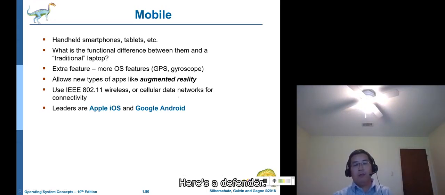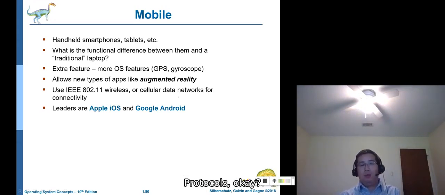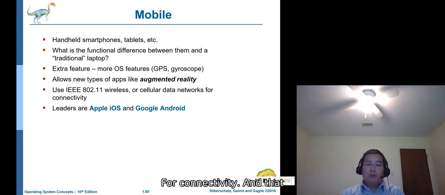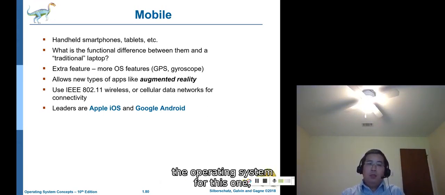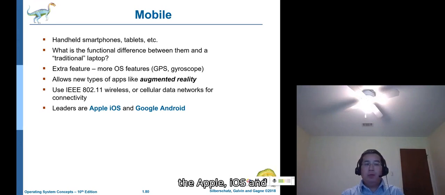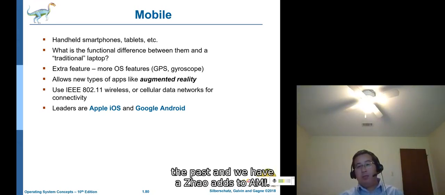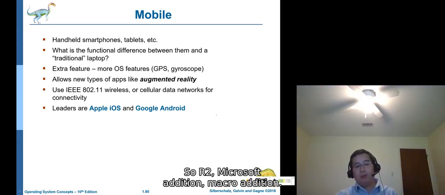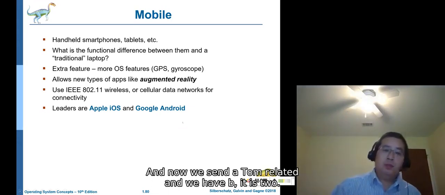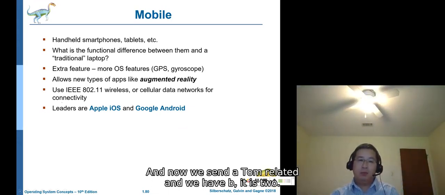They use different protocols, okay, for connectivity. And the operating system for this one, the most famous ones are Apple iOS and Google Android. These two, right? In the past, we had Java J2ME, Java 2 Micro Edition. But now we think it is dominated by these two, okay.